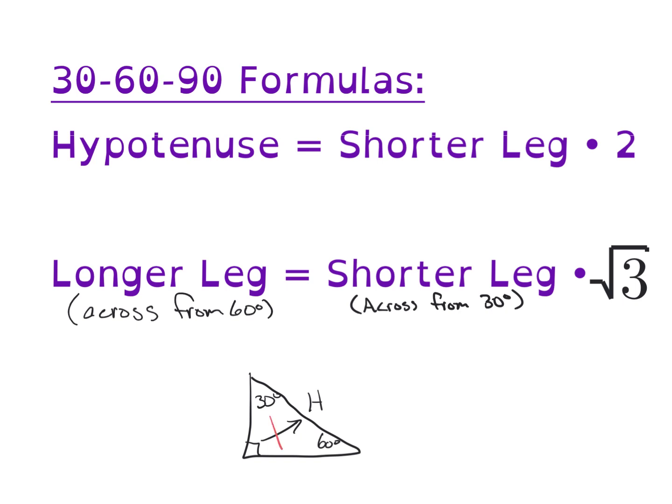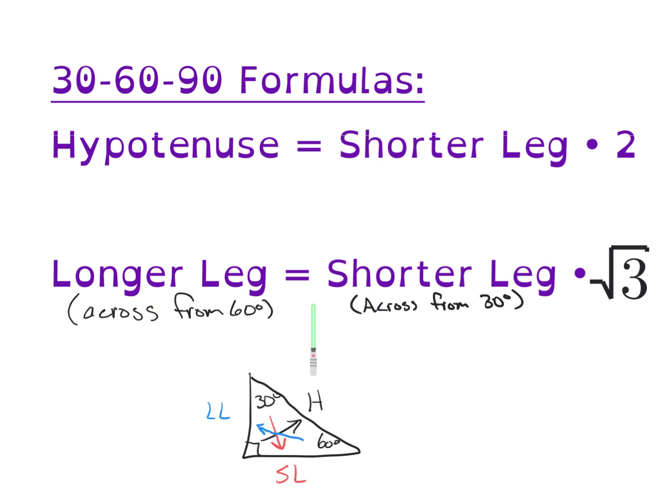Across from the 30 is your short leg, because remember, on a triangle you have a hypotenuse and two legs. And then one leg is shorter than the other, and across the 60 is your longer leg. Okay? So if we need to find the hypotenuse, we need to take whatever the shorter leg is and just simply multiply it by 2.